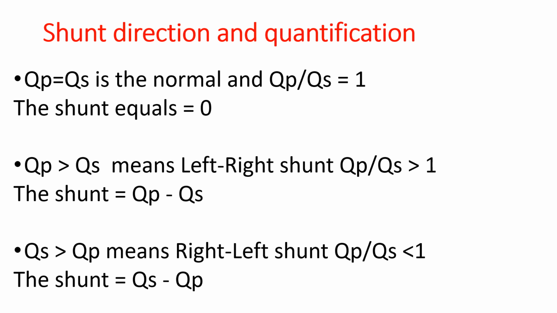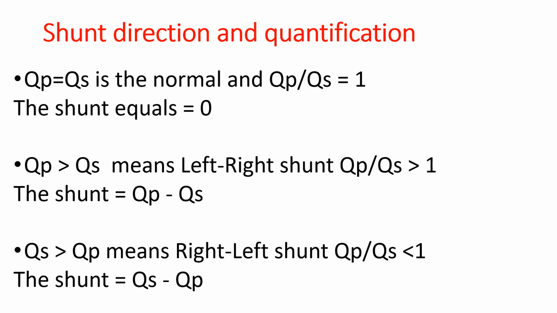In normal patients, the pulmonary blood flow equals the systemic blood flow. So QP equals QS, and this is the normal. And the other parameter we use, the QP/QS ratio, will be 1 in this situation.